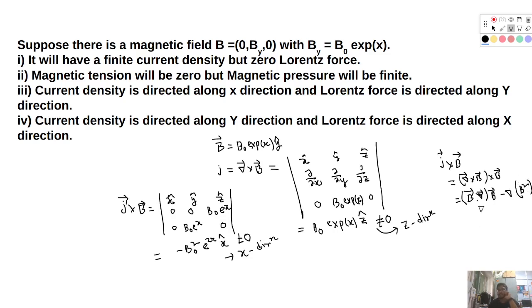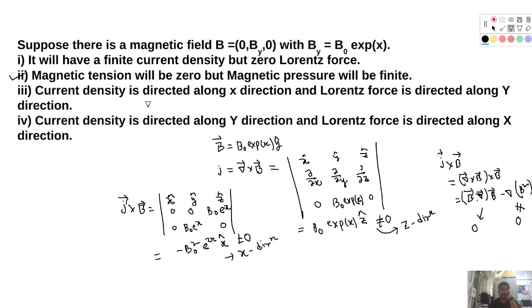Now if we look at this first one, you will have a B naught exponential x, and then you have del del y acting upon B. So this one should be 0 for this type of field. Now if we look at this one, it should have some positive value. This is non-zero, right? So you should have a magnetic tension which will be 0, but magnetic pressure will be finite, non-zero. Okay, so this one is the correct answer.